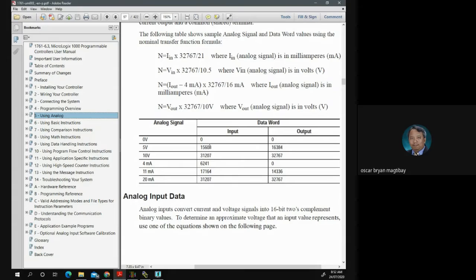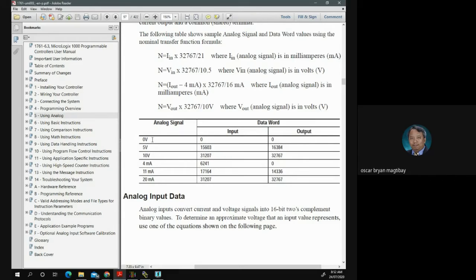Or Allen Bradley can also give a certain value on the output, like let's say 32767. If your output gives 32767, it means that it will give a signal of 10 volts to the device, for example a variable frequency drive. When the output is 32767, that is 10 volts. The variable frequency drive will then output a frequency of 60 Hz, for example.